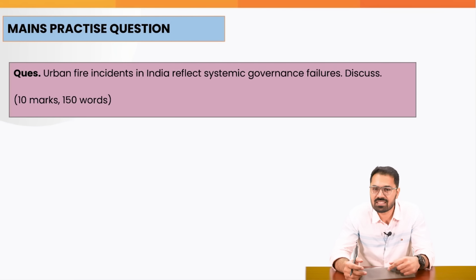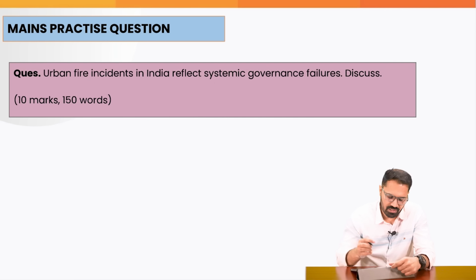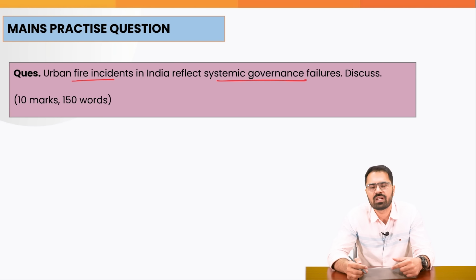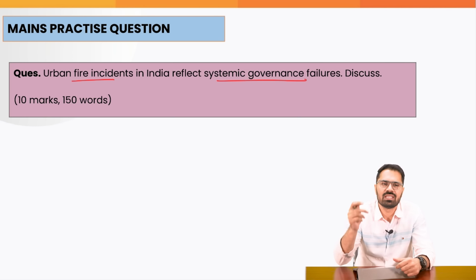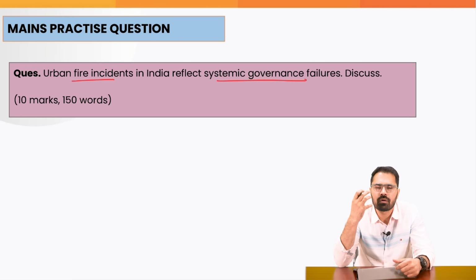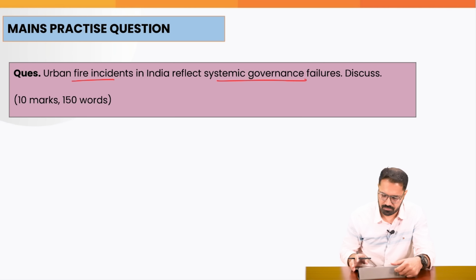So you have to practice this daily answer writing: urban fire incidents in India reflect systemic governance failure. Discuss. In this answer you can also write not only about governance failures but about the failures on the part of people, and the government does not have a check on them. So make sure you try this answer.